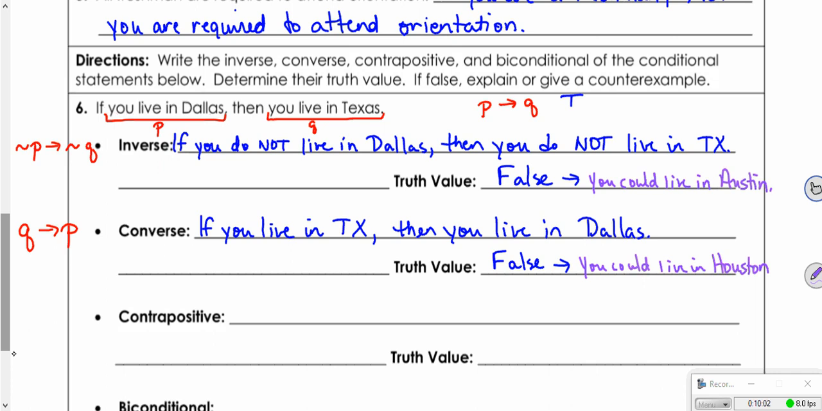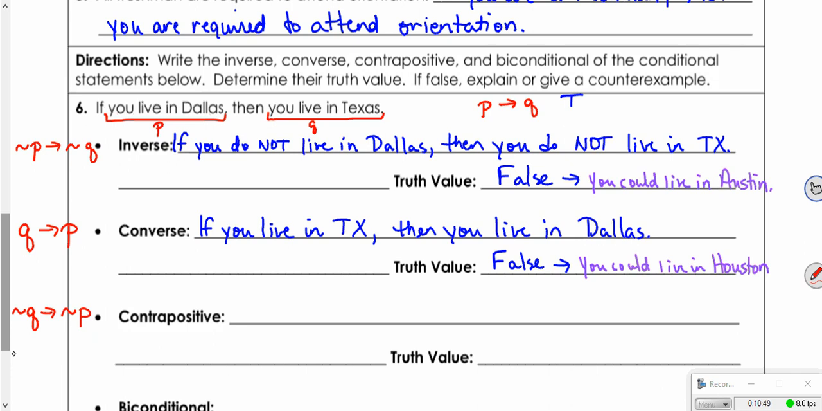So that's converse. If your original conditional statement is if P then Q, your converse is if Q then P. Now, the contrapositive is, I hate to say it this way, kind of the inverse of the converse. So your contrapositive is if you do not live in Texas, you do not live in Dallas. That's if not Q, then not P.